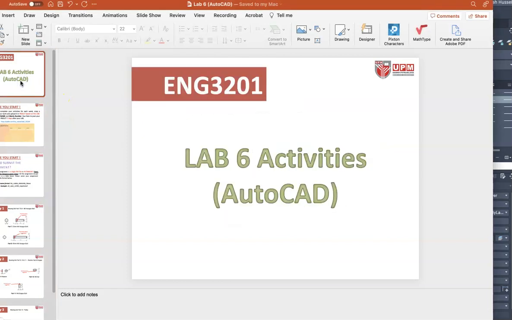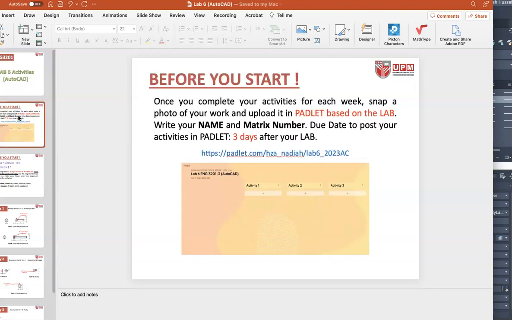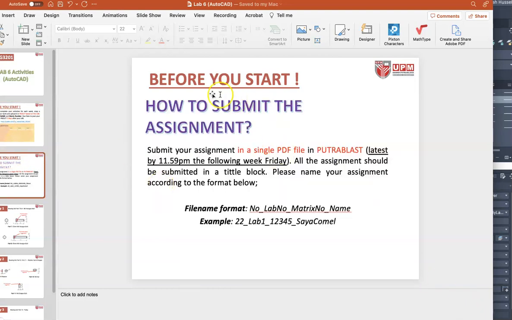This is Dr. Nat. We are going to continue with our lab, which is now on Lab 6 activities, AutoCAD. Before we start, as usual, after you have started on your lab activity, I expect you to upload it on Padlet. The link is given over here. Okay, and then the next one is how to submit the assignment. But for Lab 6, we do not have assignment.